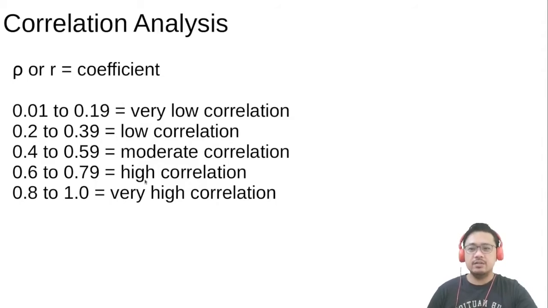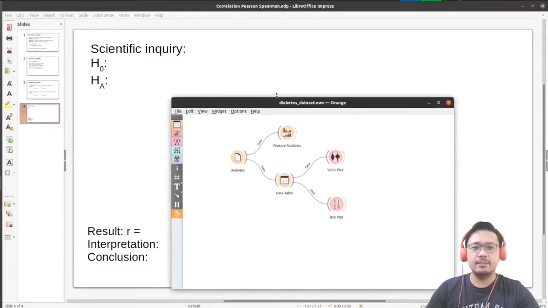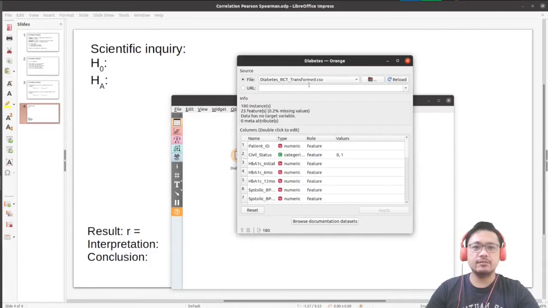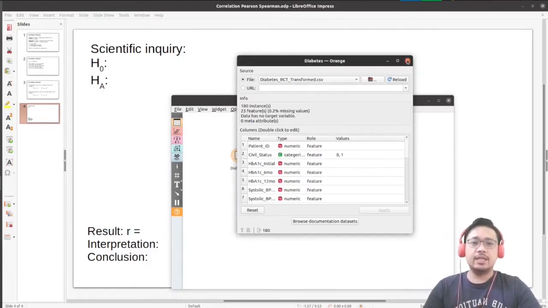Let us make the first sample. Let me open the Orange 3. Remember that our dataset is the transformed version of the diabetes RCT file. We also use this in the student t-test, chi-square, and analysis of variance.